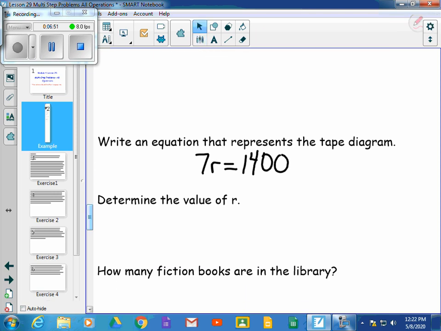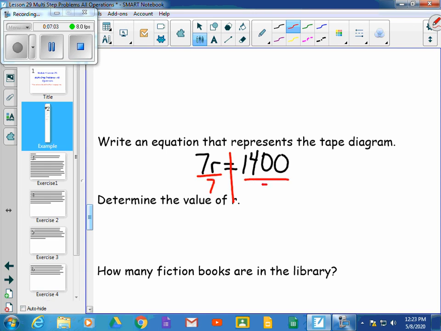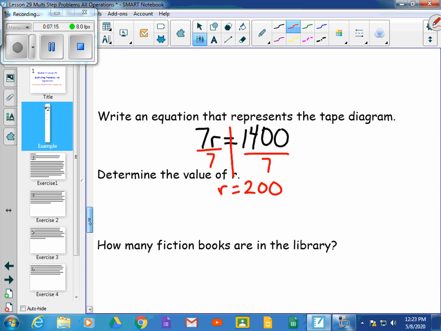We're next going to solve that algebraically to determine the value of R. So I'm going to ask myself, is R by itself? Of course not. There's times 7 with it, so I'm going to do the opposite, which is divide by 7. And that means I have to divide by 7 on the other side, which means R equals 200. So R equals 200. And that tells us there are 200 resource books in the library.